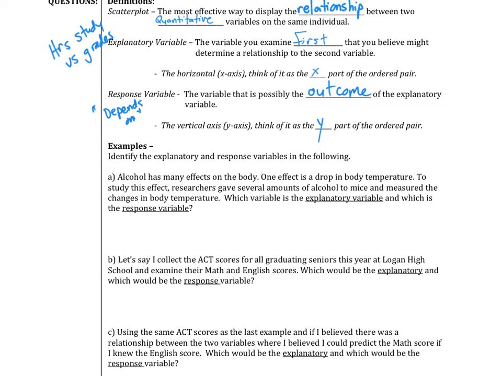For example, identify the explanatory and response variables in the following. They tell us that alcohol has many effects in the body. One effect is a drop in body temperature. To study this effect, researchers gave several amounts of alcohol to mice and measured the changes in body temperature. Which variable is the explanatory variable and which is the response variable? The explanatory variable is what determines the response variable. In this case, we have alcohol and we have body temperature, actually a drop in body temperature.